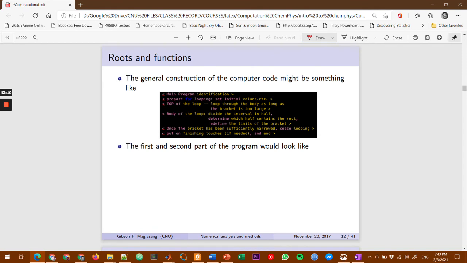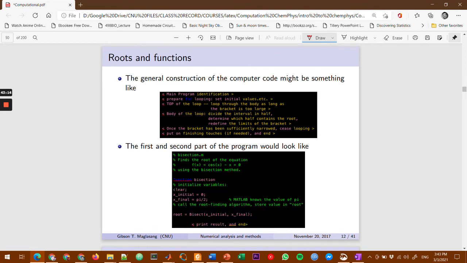So this is the main program for your root. Take a look at this one. This is a function, the word function. So this is technically a function file named bisection. The first part of the program is to initialize the interval, X initial or X final, or XL and XR. It starts from 0 until the X final, or XR, is pi over 2. And then once initialized, you input these initial and final values of X, the interval, into the bisect function.